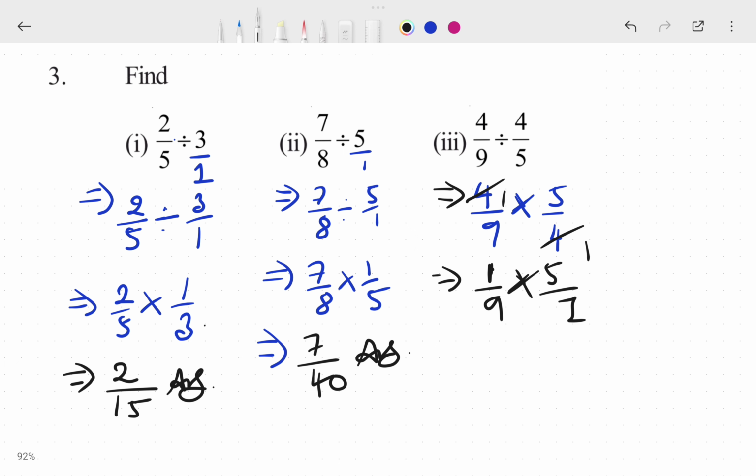So it is not possible. So what we can do, we can multiply. So 1 into 5, that's going to be 5. 9 into 1, that's going to be 9. So 5 by 9 is our answer. Okay, so this is our final answer of the third one. I hope it is clear to you.